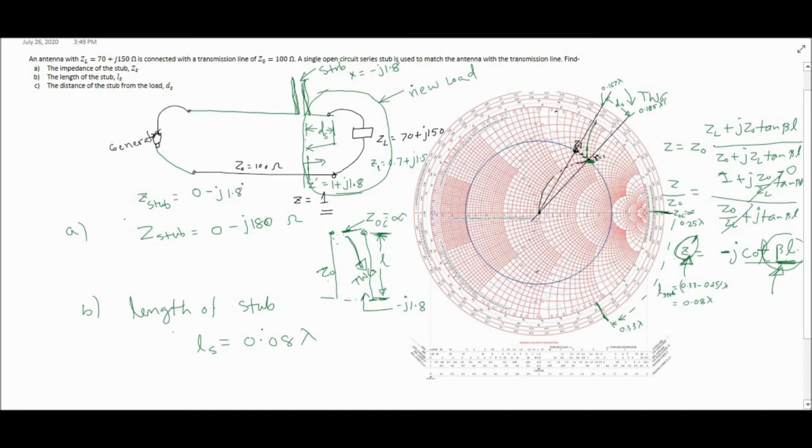Our stub impedance is negative 1.8, and to obtain negative 1.8, what will be the length of the stub? You start from here and find that much length. So this is how we can find the single open circuit series stub to make the system reflection free. Here we are adding an open circuit series stub to make the system reflection free.